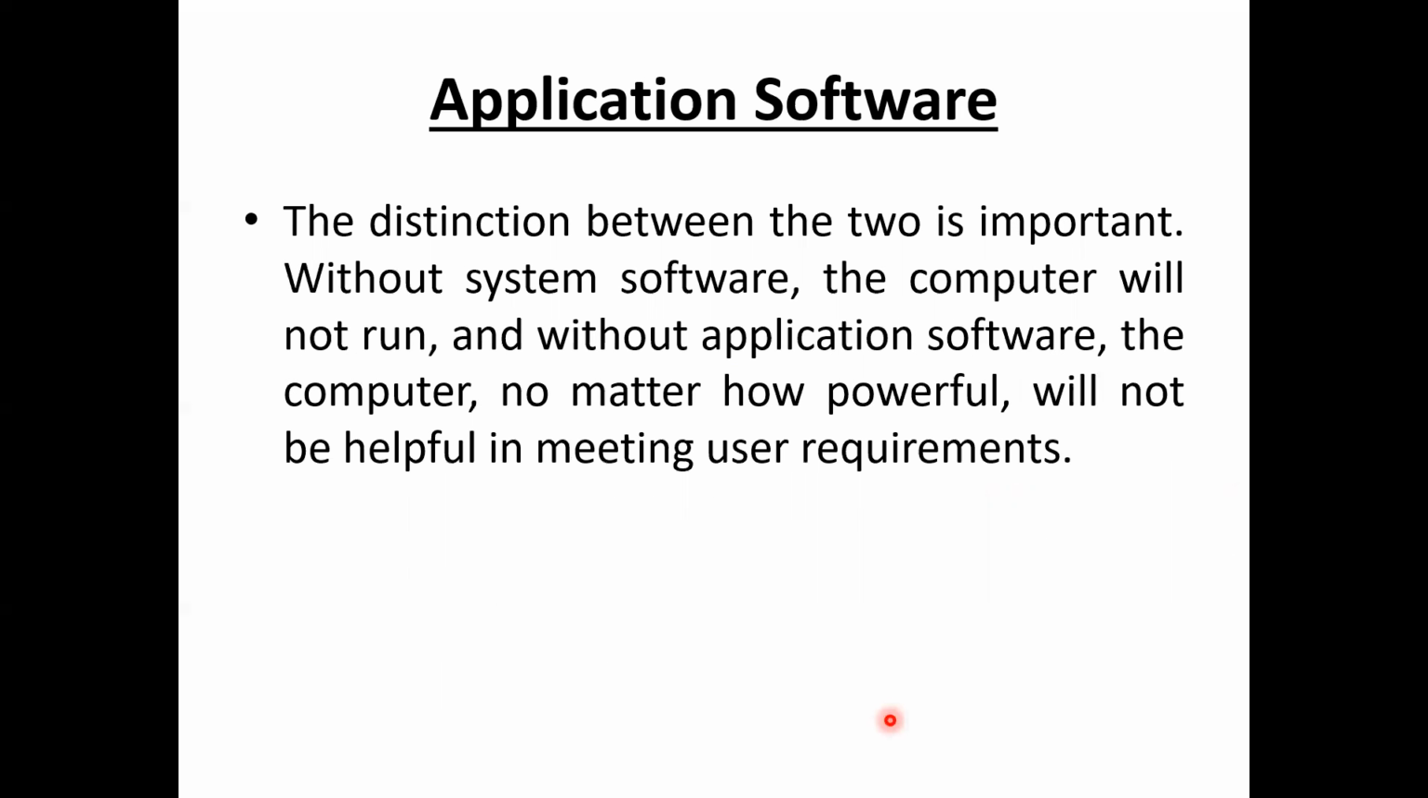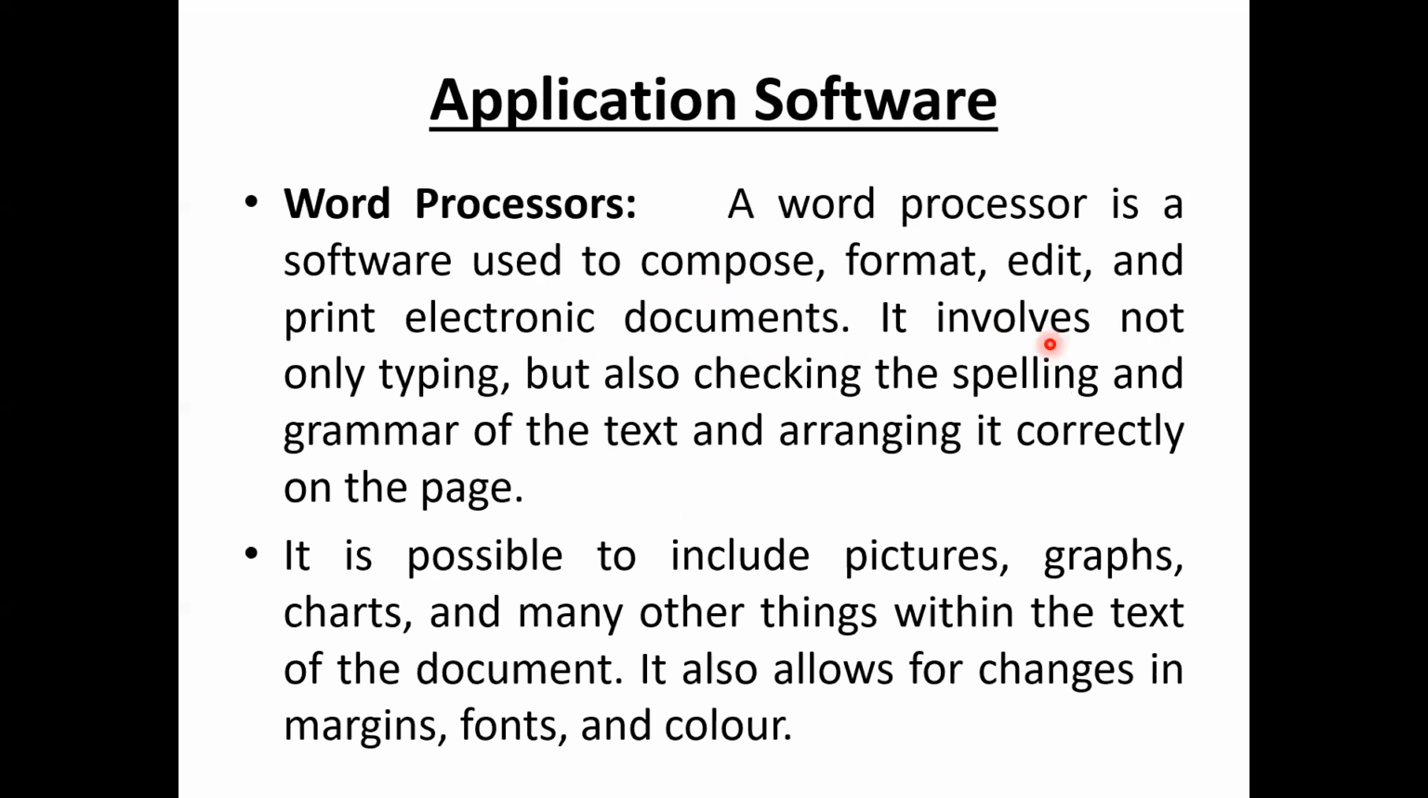Now the distinction between the two is very important. Without system software, the computer will not run. ठीक है। सिस्टम सॉफ्टवेयर नहीं होगा तो कंप्यूटर नहीं चलेगा। Without application software, the computer, no matter how powerful, will not help in meeting the user requirement. अगर एप्लीकेशन सॉफ्टवेयर नहीं है तो यूजर की रिक्वायरमेंट फुलफिल नहीं हो सकती। So the distinction is, कंप्यूटर को रन कराने के लिए सिस्टम सॉफ्टवेयर is required, whereas अगर हमें यूजर की रिक्वायरमेंट फुलफिल करनी है then we need application software. So system software and application software will go together.